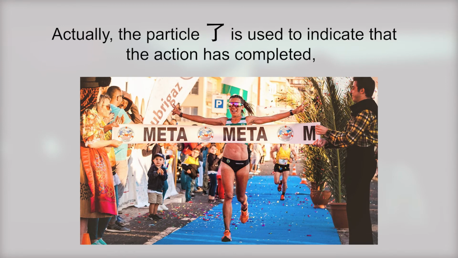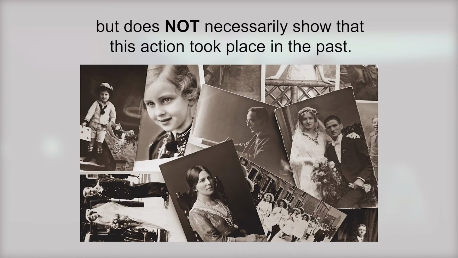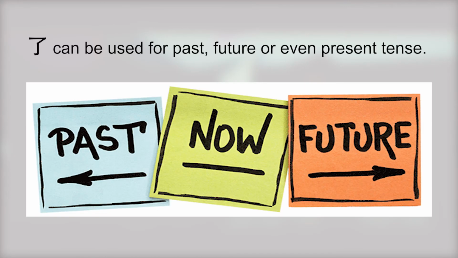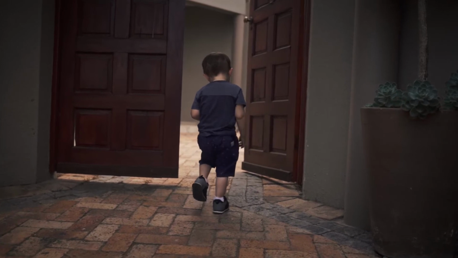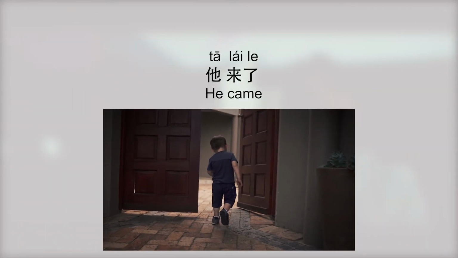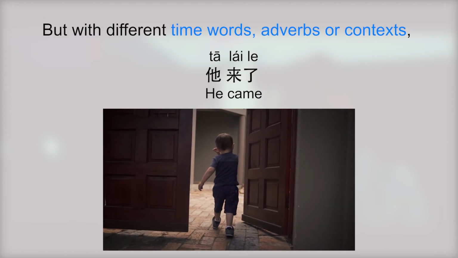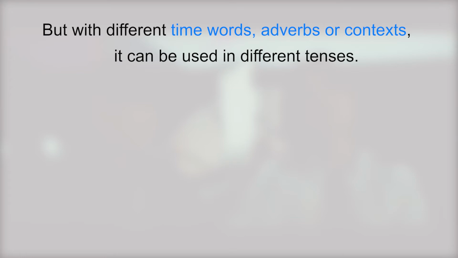Actually, the particle 了 is used to indicate that the action has completed, but does not necessarily show that this action took place in the past. This means as long as it indicates the state of completion, 了 can be used for past, future, or even present tense. For example, 他来了 simply indicates the completion of the action. But with different time words, adverbs, or contexts, it can be used in different tenses.